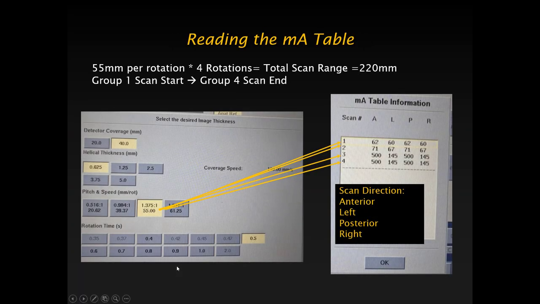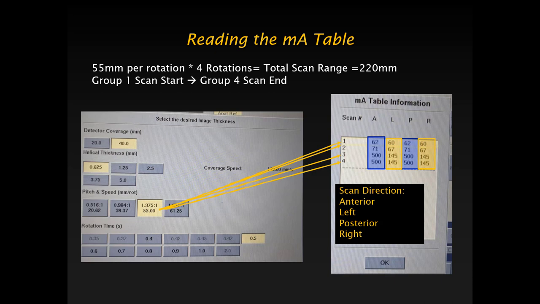So how do we read these MA tables? Well, it's pretty straightforward. It's going to give you your scan direction: anterior, left, posterior, right. If it does have ODM, the anterior and the posterior might be different, but in this case, they're exactly the same, right? So this could be the same as your X and Y in your older systems. And if you're just using auto MA, you'll just get one number here.